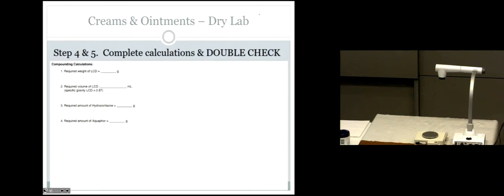One thing I will correct on my calculations here just a little bit is I skipped a step. I put steps 1 through 4. Step 1 is the required weight of LCD. We actually have to do something before that, so put in step 0.5 somewhere. Step 0.5 really is this: how much are we going to base our calculations on?